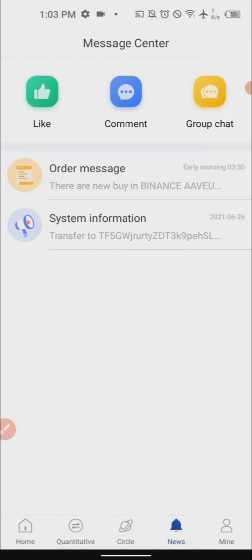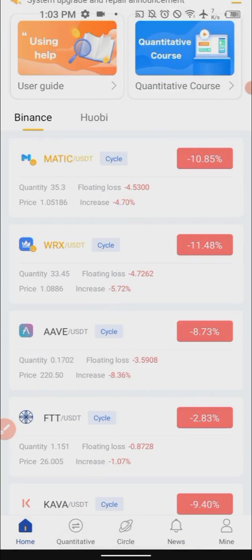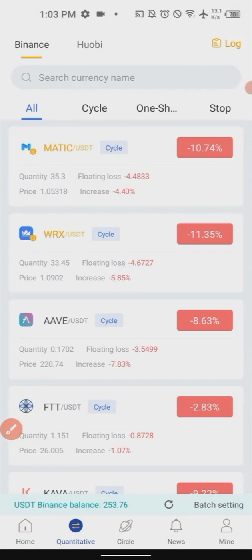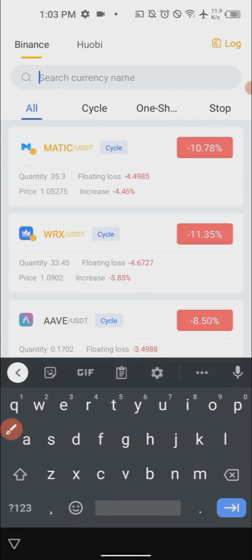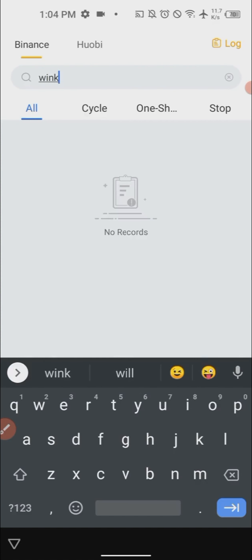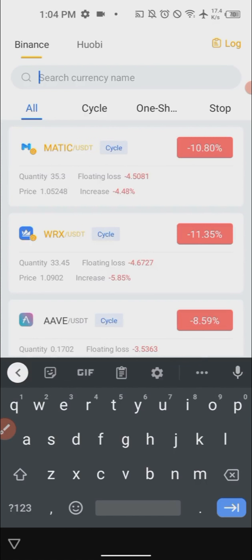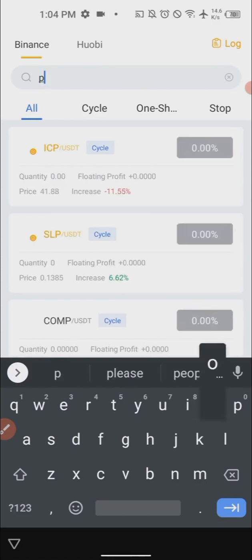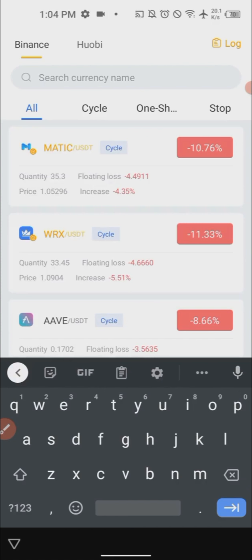So let us now come here. If you want to select a coin, any coin you're looking for, just click on quantitative. Once you click on quantitative, click on search. You can search for any coin. You can search for Shiba. You can see Shiba is here. Which other coin? Wink. You should be able to see. Any other coin you want to think of? Solana. There's Solana. You can search for just any coin, as far as the coin is a coin on Binance.